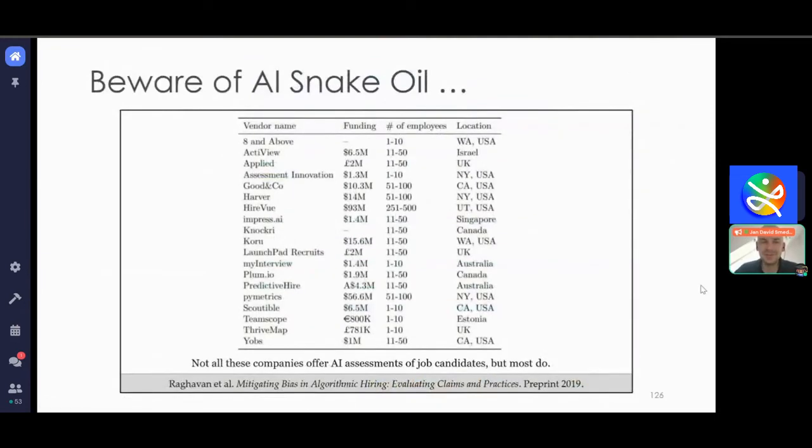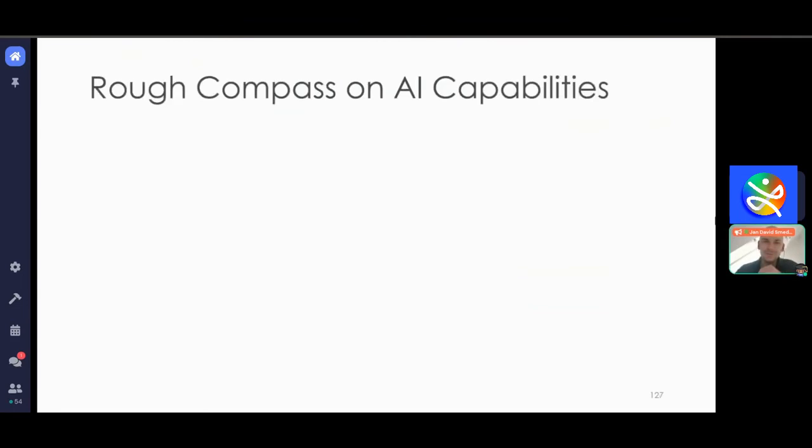One of the points there is really to beware of AI snake oil. So you see here a lot of companies popping up in this space and the volume of funding they receive. This is just to say there are a lot of organizations in any application area really of machine learning and AI these days that promise things that are quite outlandish. So it's good to keep a rough compass of current day AI and ML capabilities in mind.